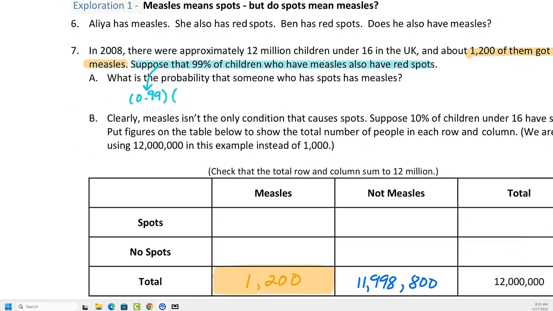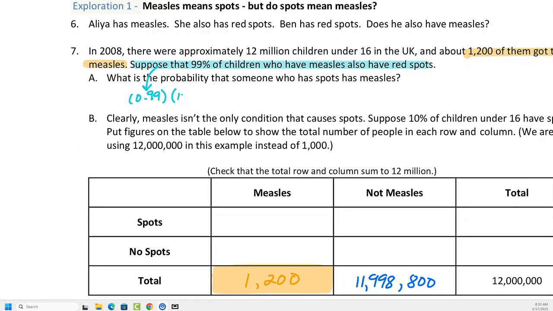So we're only looking at the number of children that have measles. That's that 1,200. And when you multiply those together, you get 1,188. So where is that going to go in our chart? Well, that's have measles and have spots. So that's going to be this cell right here, first cell. So this is 1,188.